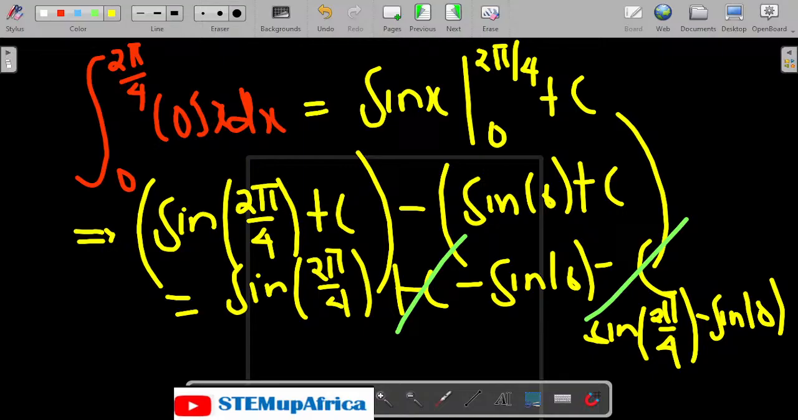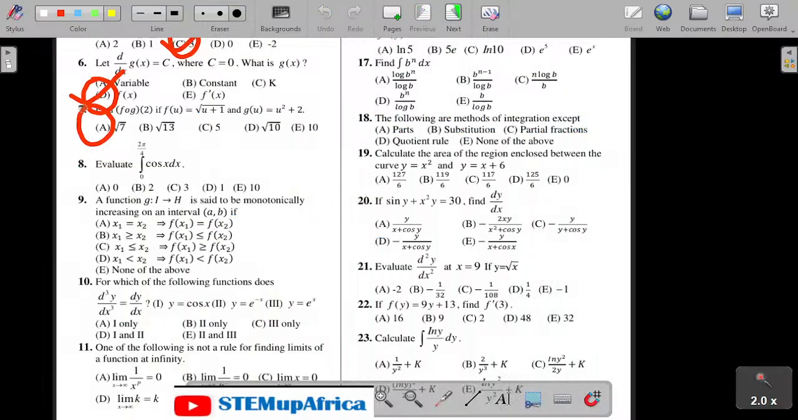So pi in calculus is 180. What you have to do is to press 2 times 180 degrees divided by 4. That's why I'm having sine 90 degrees minus sine 0. And sine 90 is 1, sine 0 is 0. So 1 minus 0, the result is 1. So the solution to that question is 1, which is option D.